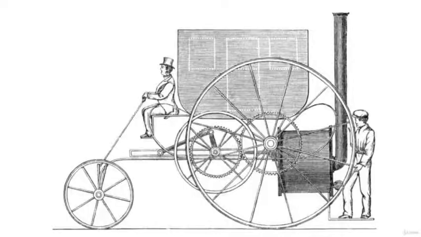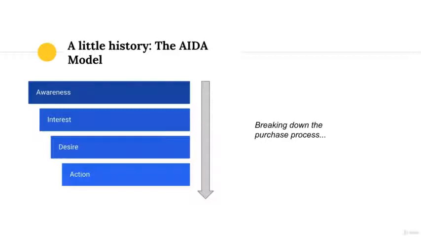So if we go back to the 1800s for a second, we get to the AIDA model, developed by a man named Elias Lewis, who was trying to break down the purchase process, and he came up with 4 steps. 1, a customer becomes aware of your product. 2, they develop an interest in that product. 3, that turns into a desire. And then 4, they take an action, like a purchase.